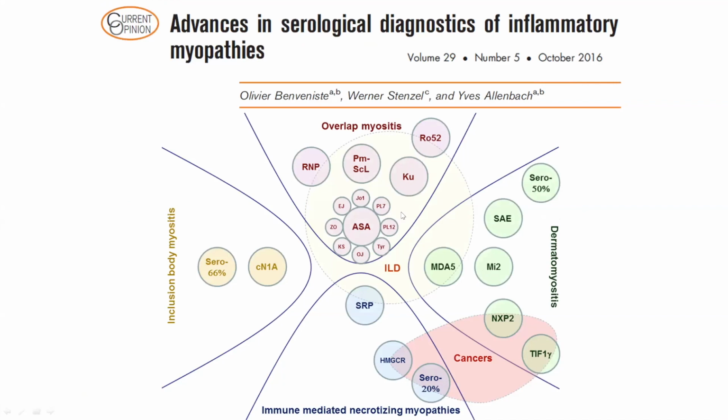If you have the lung involvement, arthralgia, the weakness, high CK level, and anti-Jo1, it's an antisynthetase syndrome. Of course, if you don't have these autoantibodies, and it's not always the case, one third of the patients don't have any of these autoantibodies, you need to perform the muscle biopsy.